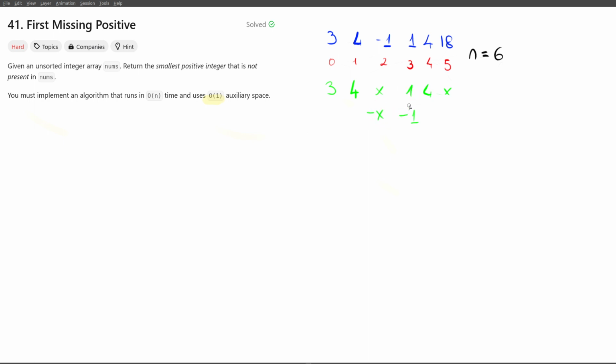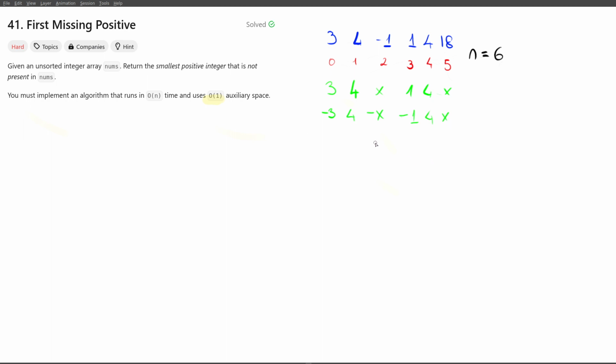Then we see this 1, it's actually -1 right now, so we take the absolute value, which is 1, and it points to element 0, so we give a negative sign to this 3. Then we see another 4, which points to element 3, it's already negative, so we don't do anything, and we skip the x. So after our pre-processing, those elements are still the same.